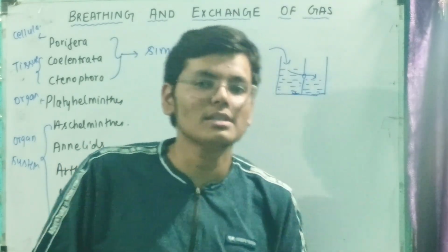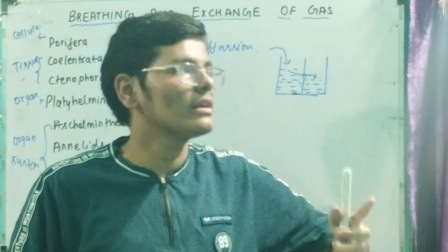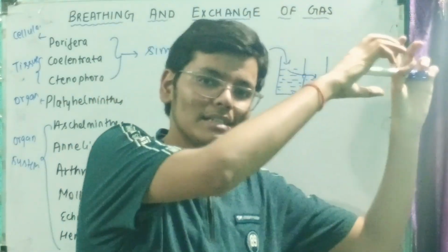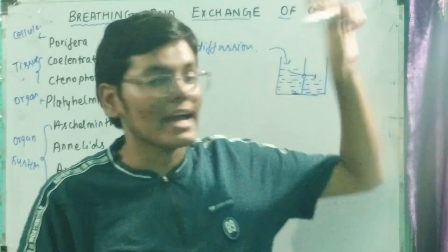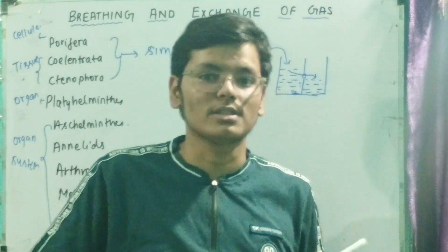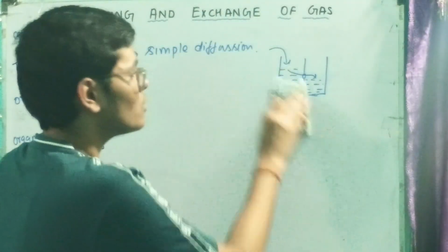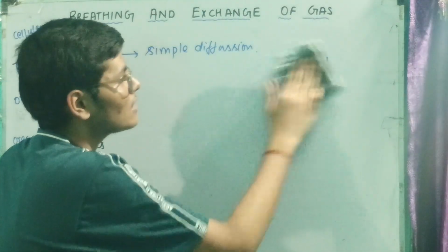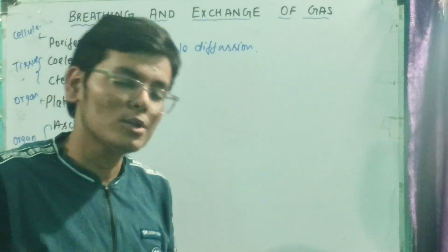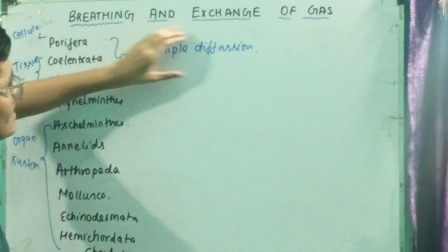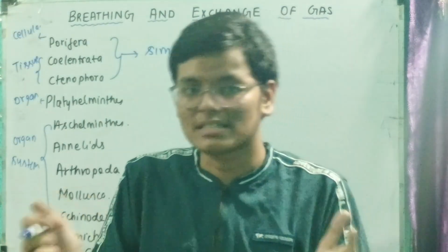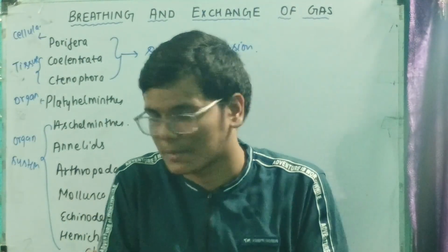Another example of diffusion is when you spray perfume or deodorant in one corner of a room, the smell reaches the other corner of the room as well. Why? Because of diffusion. There is a higher concentration at one area, there is a lower concentration at the other area. So organisms which are cellular and tissue level use the same mechanism to perform their breathing and respiration. They use simple diffusion so that they can exchange the gases between them.